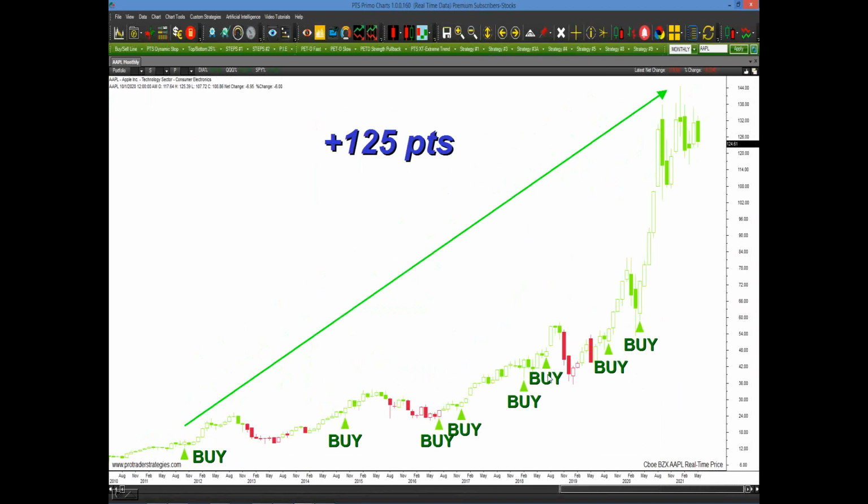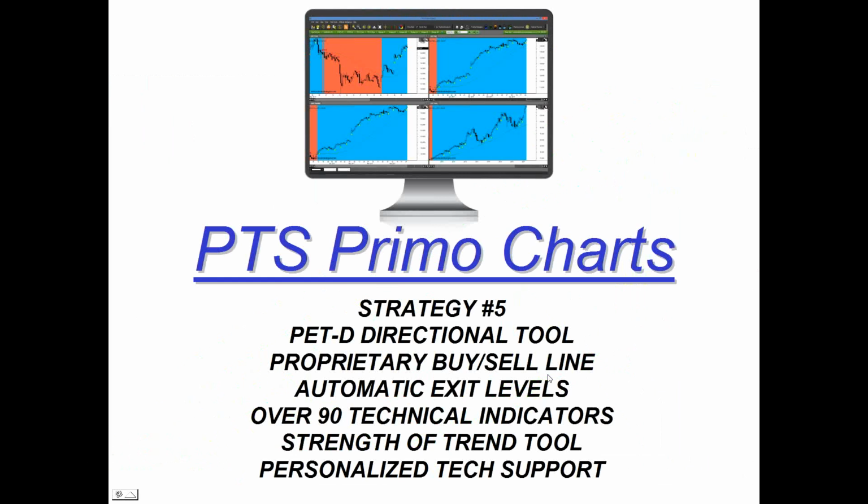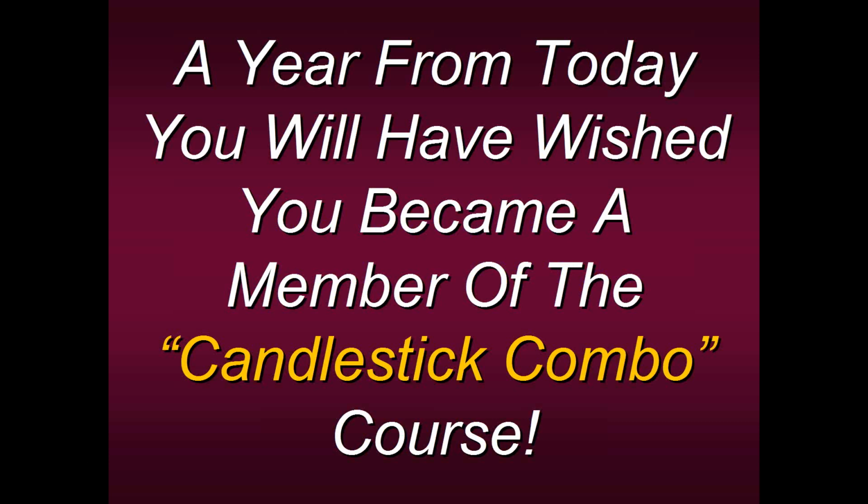And remember, the only place you can scan for this is on the PTS Primo charting platform. So you're going to get all these things with dozens more of things to really help and elevate your trading along with the scanner. A year from today, you will have wished you became a member of the Candlestick Combo course. Remember, this is one of our most popular courses for trading candlesticks. And as you've just seen in the last hour, how well it works. All the examples I gave you were roughly within the last month or so.